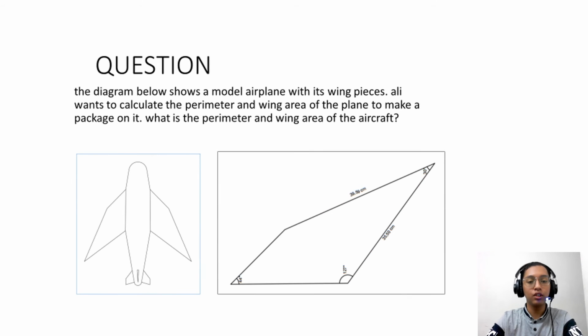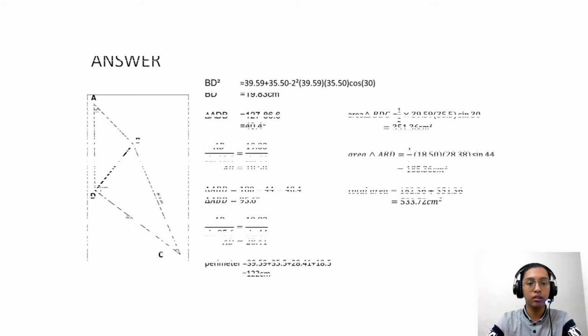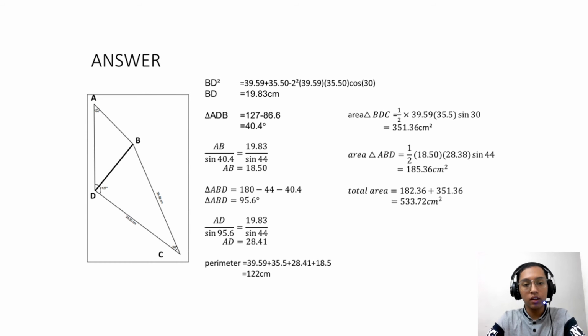Okay, let's continue to the question that has trigonometry in it. The diagram below shows a model of a plane with its wing piece. Ali wants to calculate the perimeter and wing area of the plane to make a package on it. What is the perimeter and wing area of the aircraft? Here is the answer that we can see.